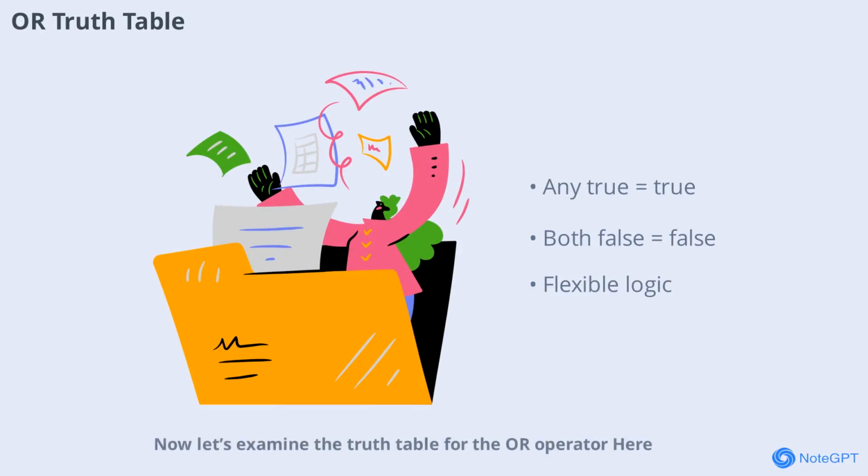Now let's examine the truth table for the OR operator. Here, the result is true if at least one statement is true. Only when both statements are false does the result become false. This table makes it easy to understand how the OR operator allows for flexibility in logical expressions and decision-making.